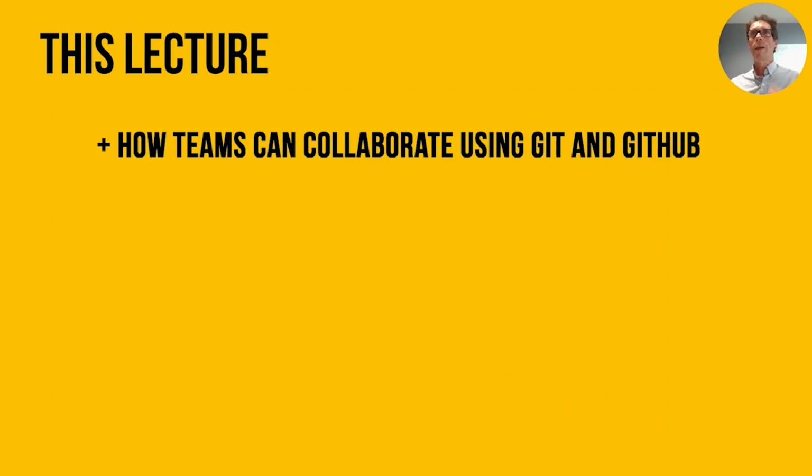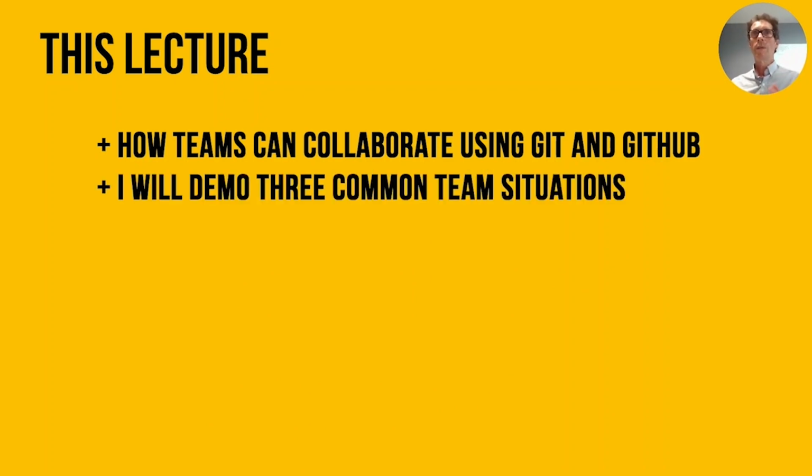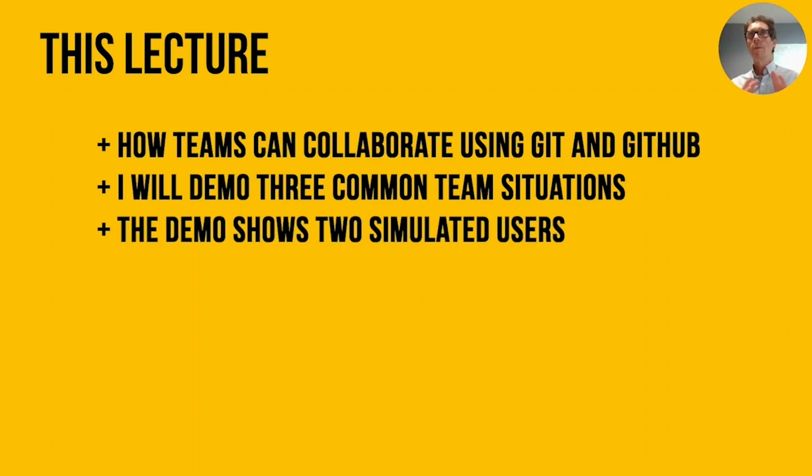We're going to talk about how teams can collaborate using Git and GitHub. I'm going to demo 3 common team situations that you're likely to encounter during the semester. In the demo, I'm going to show 2 simulated users who I'm calling Joe Bloggs, Mary Smith. They're both me, really, but I've got 2 terminal windows open as well as GitHub so that you can see how the collaboration is working amongst these 3 different repos.